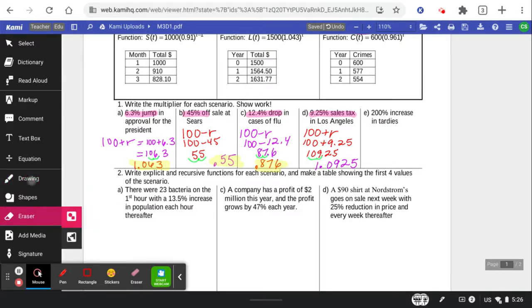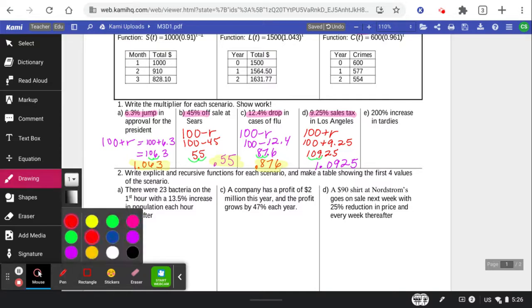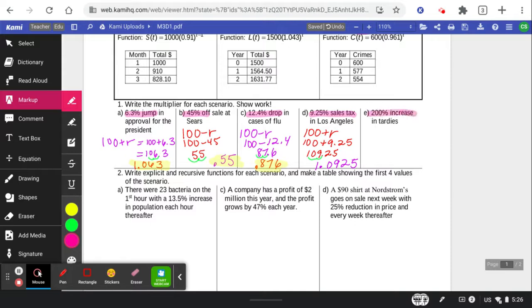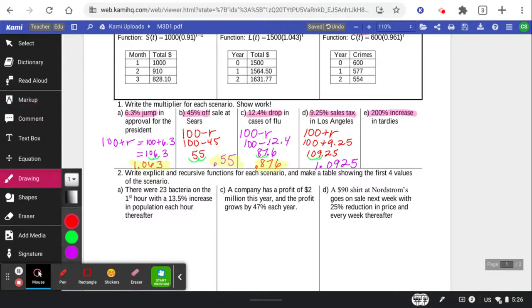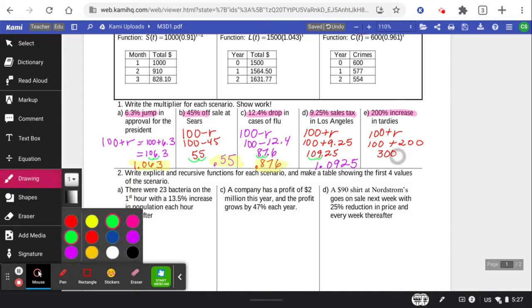Try the last one on your own. Okay, let's see how you did. 200% increase. That's our 100 plus the rate formula. 100 plus 200, what? Yep, we get 300. We move the decimal twice. That leaves us with a multiplier of 3.